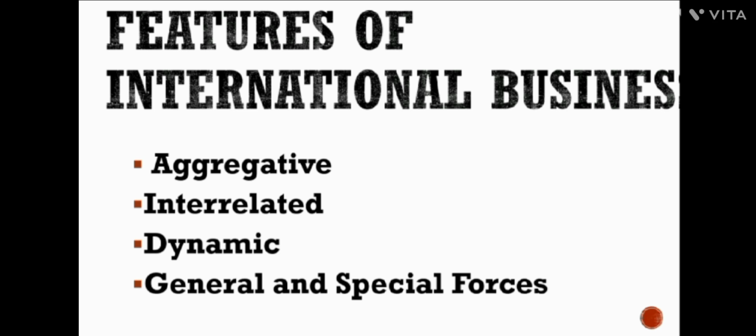Then the next feature is dynamic. Business environment is dynamic. Now what is dynamic? Dynamic means it keeps on changing. A business environment is never stable. It keeps on changing according to the situation, according to the place, according to the time. And the next feature is general and special forces.